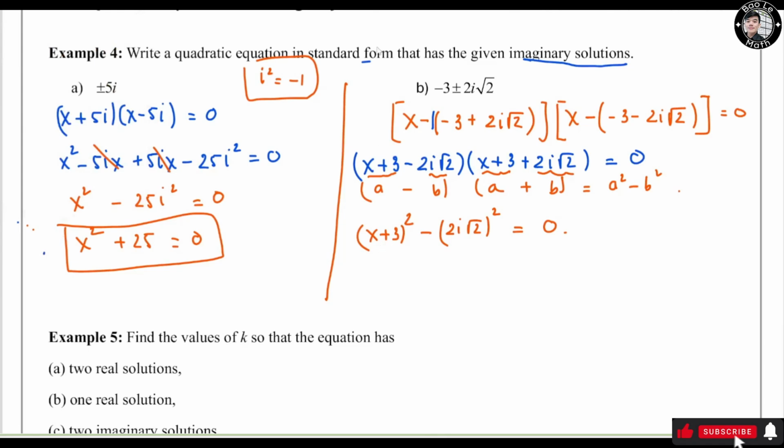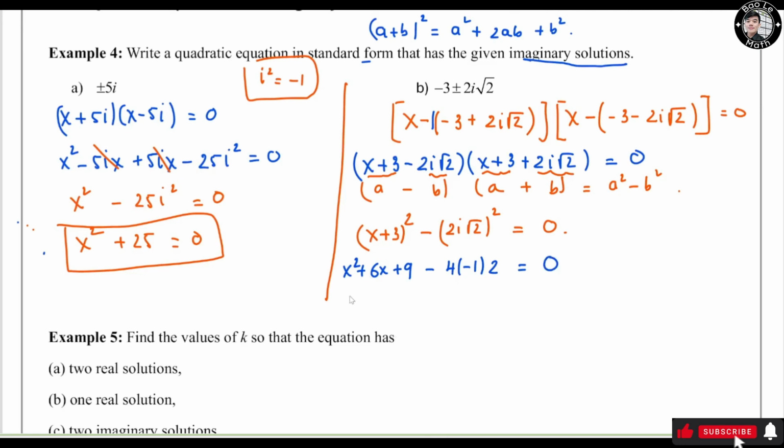Now remember, we have the complete square formula: a plus b altogether squared is going to be a squared plus 2ab plus b squared. So it's going to be s squared plus 6s plus 9. And this guy squared equals 4, i squared equals negative 1, and square root 2 squared equals 2. It's going to be 0.